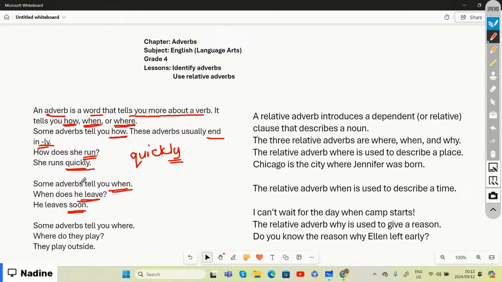And the next one, an adverb that tells us where. Where do they play? And we can say they play outside. So where? Outside. So these are our adverbs, and they tell you how, they tell you where, and they tell you when something happens.